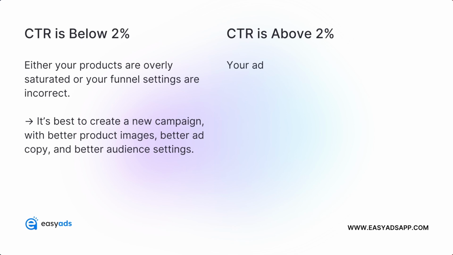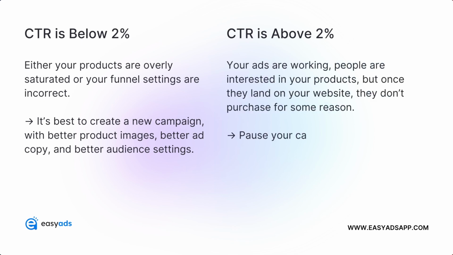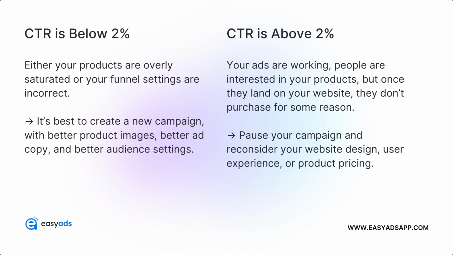If your CTR is above 2% and you're still not getting any results, it means that your ads are actually working. People are interested in your products and they click on the ad to get them. But once they land on your website, they don't purchase for some reason. This means that there is an issue with either your website, your on-site user experience, or your product pricing. Here, it's recommended that you pause your campaign or any other ads that you have going and focus on improving your website instead.